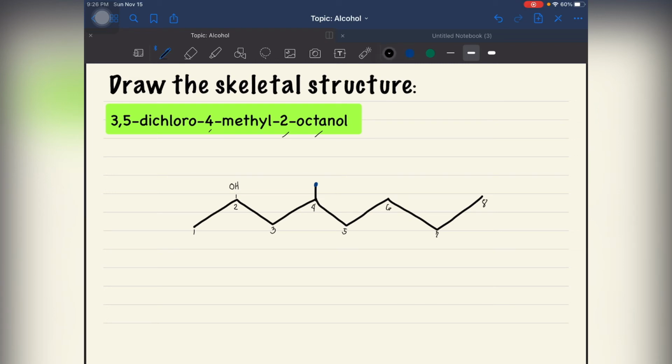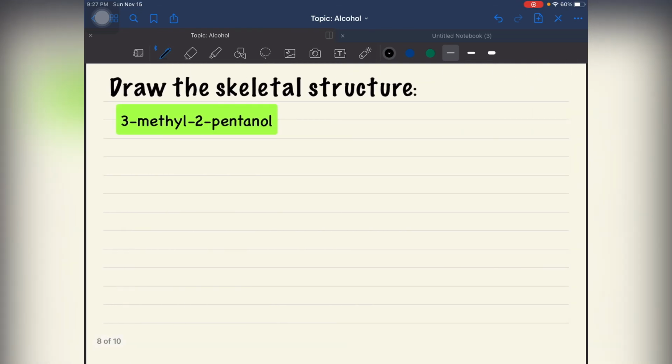Then next, so we have 3,5 dichloro. So as you can see, we have here a dichloro. So parehong chloro ang andito. And it's located in carbon number 3 and carbon number 5. So we have here number 3, Cl, and number 5, Cl. Okay, so that's it. That's 3,5-dichloro-4-methyl-2 octanol. Okay, another example.